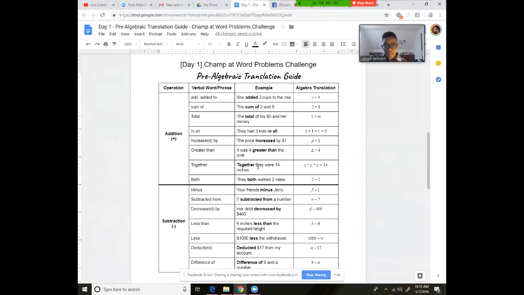Let's look at together. Together, they were 14 inches. So I don't know what we're talking about, but I just know that together, so here's something, and here's another thing. When we put them all together, it equals 14 inches, and that's what x plus y plus z means.